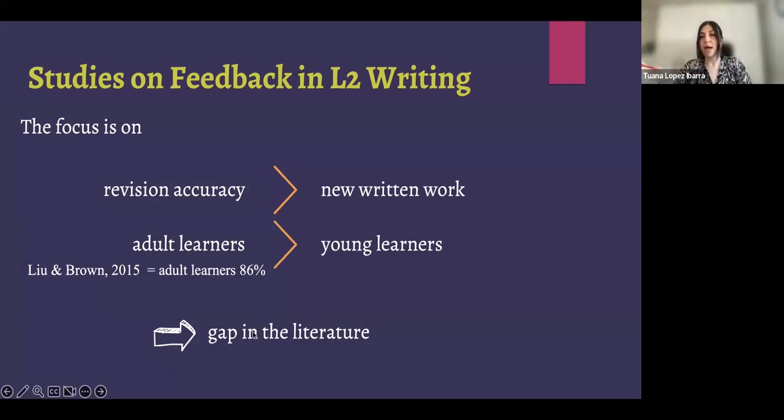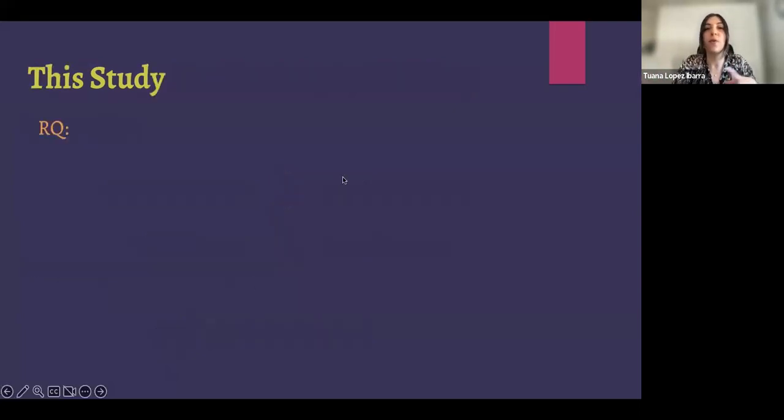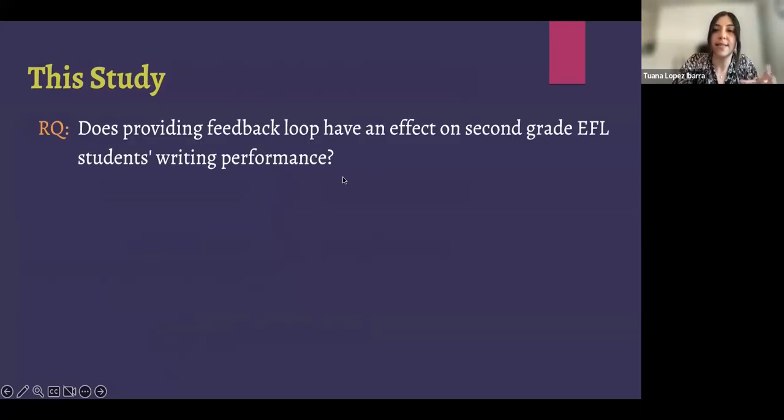So moving from this gap in the literature, the starting point of this study is to provide information and fill this gap. This study asks one research question, and the aim is to find out the answer: does providing a feedback loop have an impact on second grade EFL students' writing performance? Here we are not only talking about feedback itself, but also feedback with feed forward, which means feedback and feed forward together, that feedback loop. We will see these concepts in more detail as well.